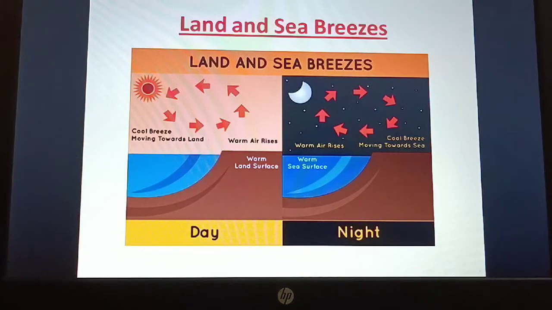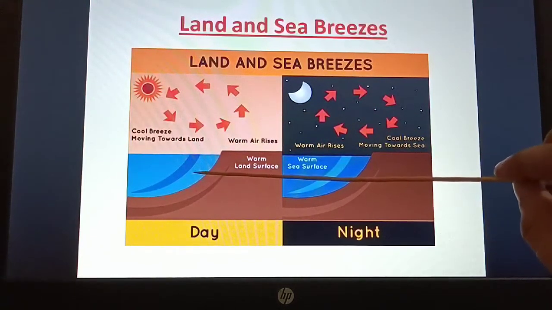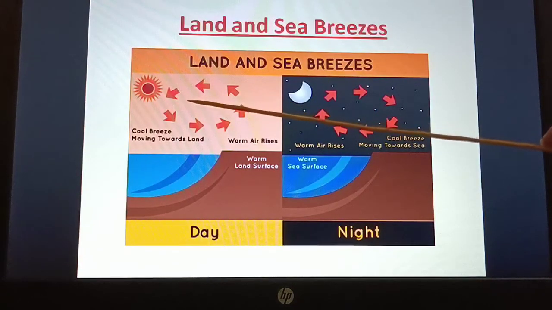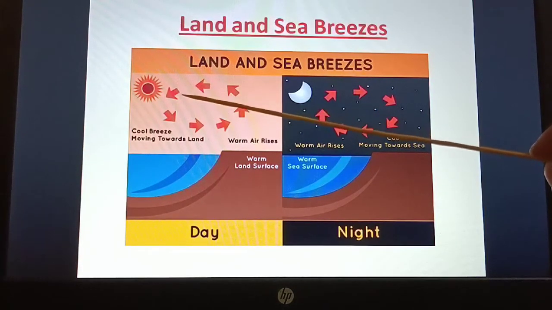The temperature is high on the land, isn't it? So the air above the land gets hot faster, very fast, and it goes on rising. If you see the air above the water, it gets hot slowly. It cannot become hot very fast.